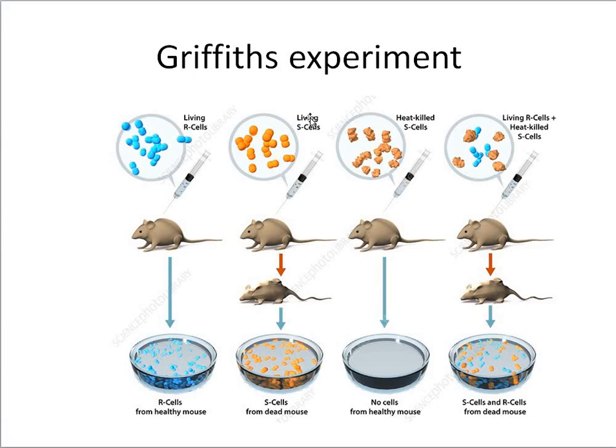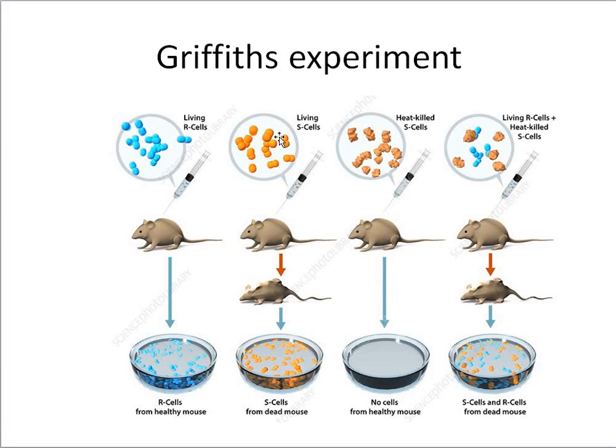Then he also injected the living smooth strain, which was known to cause disease, into mice, and the mouse died. And from the mouse he could isolate the smooth cells. This means that when this bacteria was injected into the mouse, it grew in number, and from the dead mouse, these living cells of the S strain were taken out.